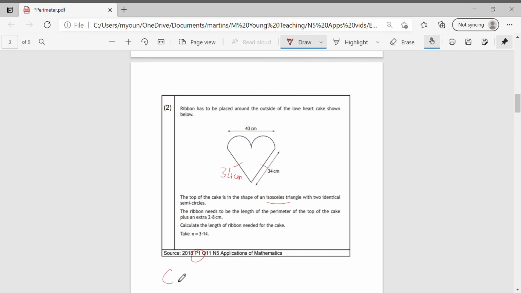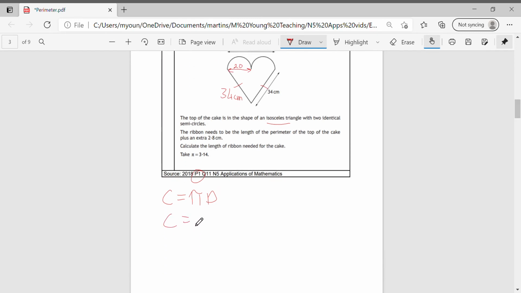So circumference formula, C equals pi d. What is the diameter of one of these circles? Well, if it's 40 from one end to the other, then the diameter is just going to be 20 for each of them. So I can put that in. So C equals 3.14, because that's what we're using, times 20. Remember, that means 3.14 times 2 times 10. Always good to do the times 10 bit first. So that means the decimal point will move. So it becomes 31.4 times that by 2.